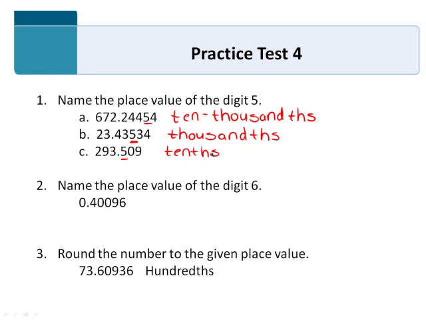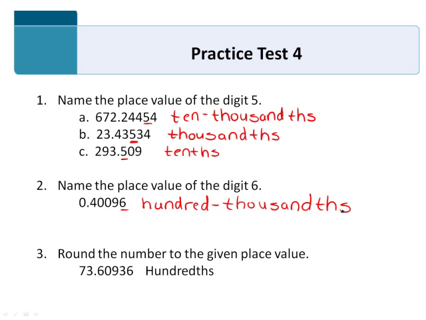All right, number 2, name the place value of the digit 6. So 6 is back here at the end. Start at the decimal and count to the right. Tenths, hundredths, thousandths, 10,000ths, 100,000ths. It's a very long word. 100,000ths.